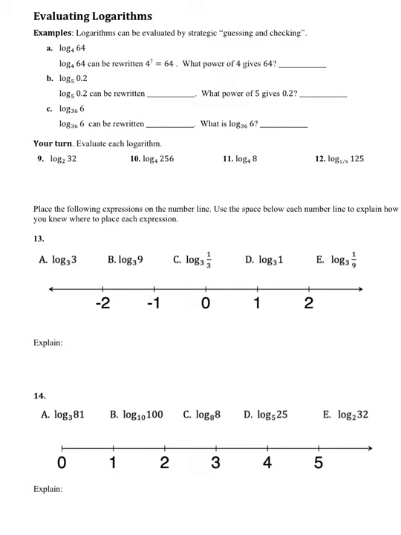All right, the next part, just evaluating logarithms. And that's where we have a strategy where we can just kind of do guessing and checking to figure out what the logarithms are. And I think the best way to evaluate these is to go ahead and change the forms. So for example, this first one, log base 4 of 64, that can be rewritten as 4 to the question mark equals 64. And now we have to ask ourselves, what power of 4 gives us 64?